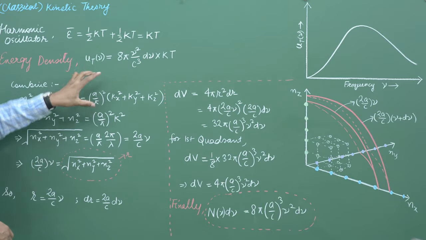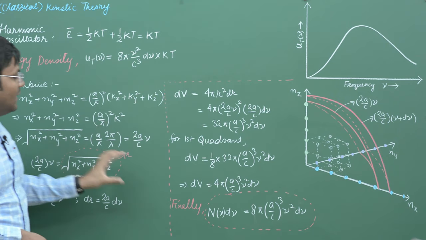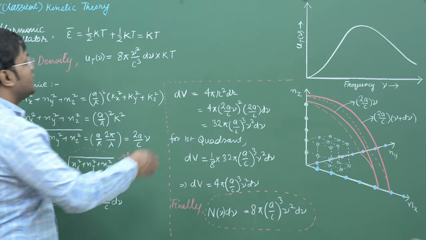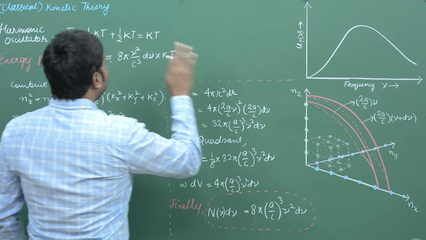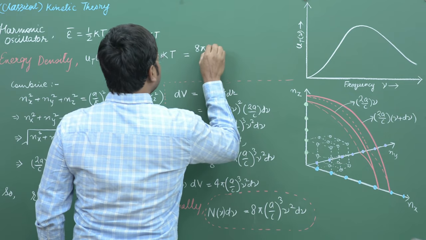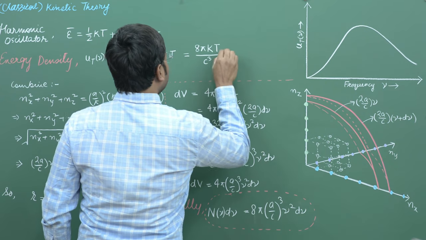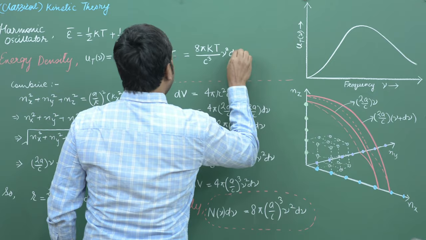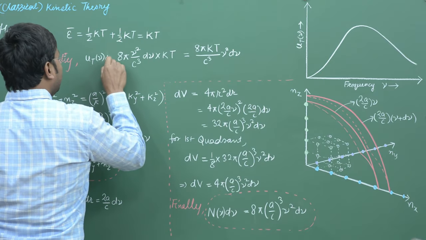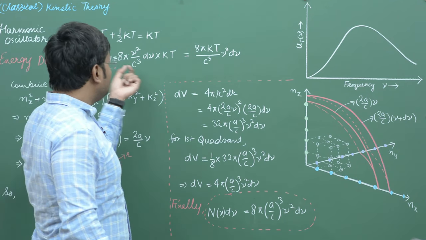The energy density, which is per unit volume, is the total amount of energy which is obtained by multiplying the number of standing wave patterns in a frequency range with the average energy, which finally comes out to be this particular expression, 8 pi kT upon c cube nu square. There you have it. Finally, we have obtained the energy density for a frequency interval d nu, this much.